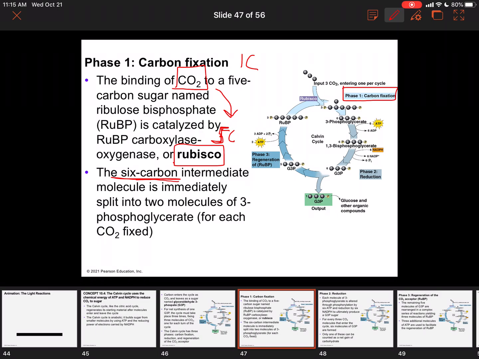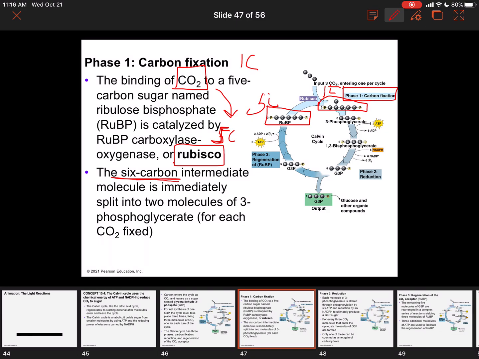Okay, so for 1 CO2 molecule to come in, it will join up with Rubisco, which is already there. It's a product that the plant recycles, okay? Remember, Rubisco has 5 carbons. We've got 5 carbons, and remember, CO2 has 1 carbon. When those combine, we're going to create this 6-carbon molecule right here, okay?